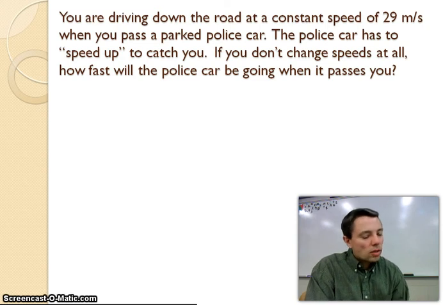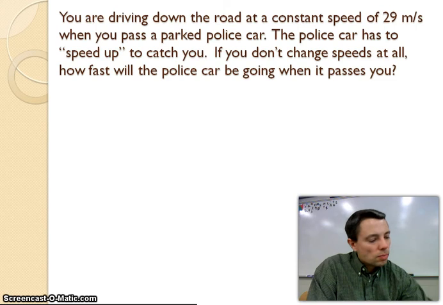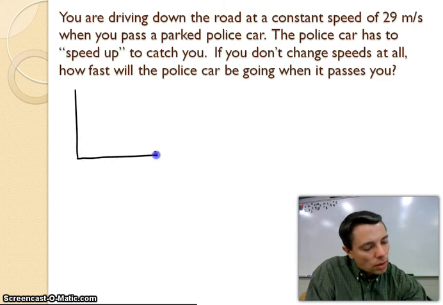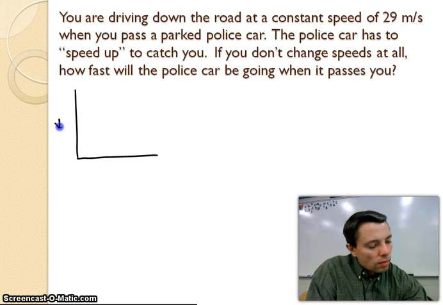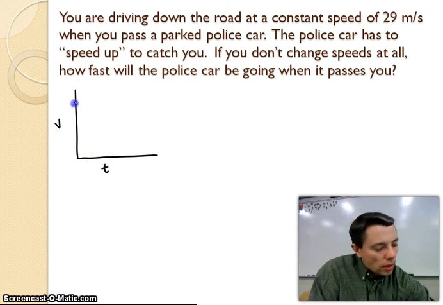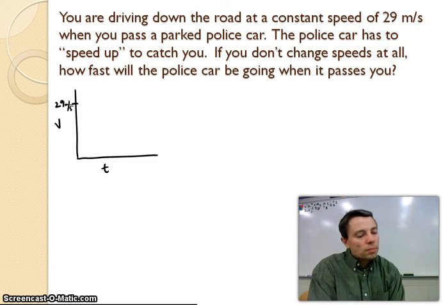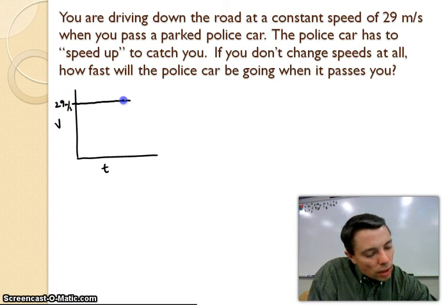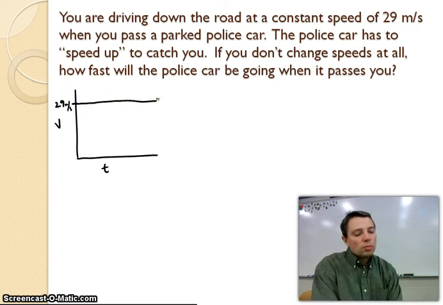Now let's look at this from a graphical sense. I'm going to do a little sketch of a graph here, and this is going to be my velocity versus time graph. I'm going to say up here is 29 meters per second. So that's my rate, or I should say your rate. I'm not speeding. You're the one speeding. You travel along and you drive like this, and you never change your speed.